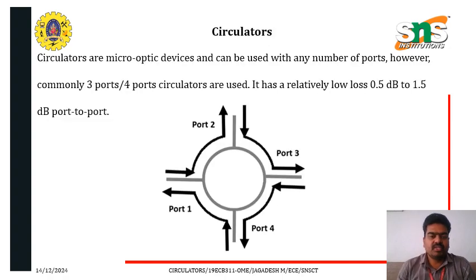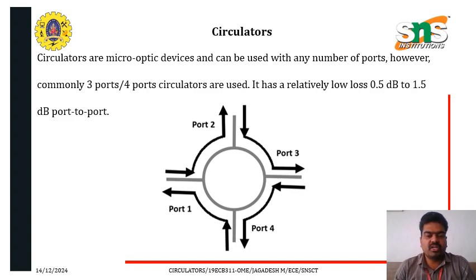So, what is actually a circulator? Circulators are micro-optic devices and can be used with any number of ports. However, commonly the three-port and four-port circulators are used. It has relatively low loss, that is 0.5 dB to 1.5 dB port to port.